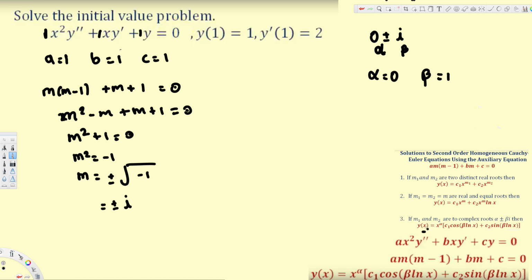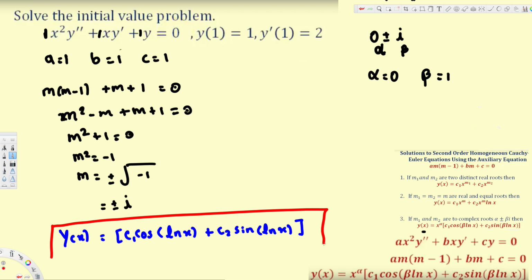Now we can go ahead and plug it into this equation. x to the power alpha is going to be x to the power 0. So y of x is going to be x to the power 0, which is just 1, times c1 cos of beta, which is 1, times ln of x, plus c2 sine of beta, which is 1, times ln of x. So this is going to be the general solution.